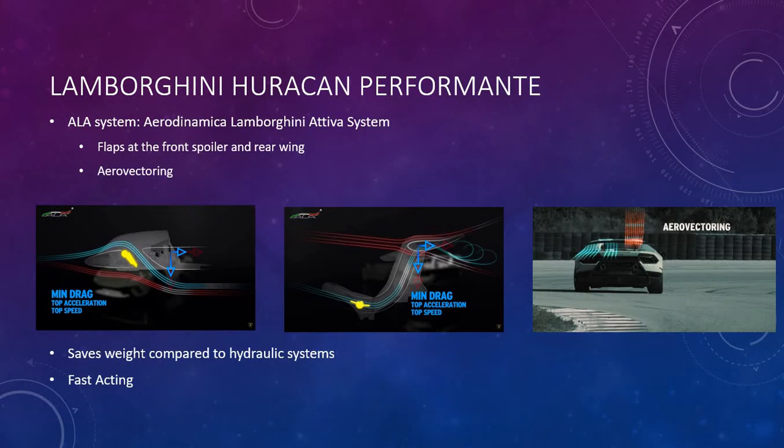Another system is the ALA system from Lamborghini. Rather than moving, the wings are fixed, but they use flaps at the front spoiler and at the rear wing that in the open position allow airflow under the spoiler and into the wing at the rear to minimize drag. And when they are closed, they force air under the car and smooth air over the wing to create downforce.